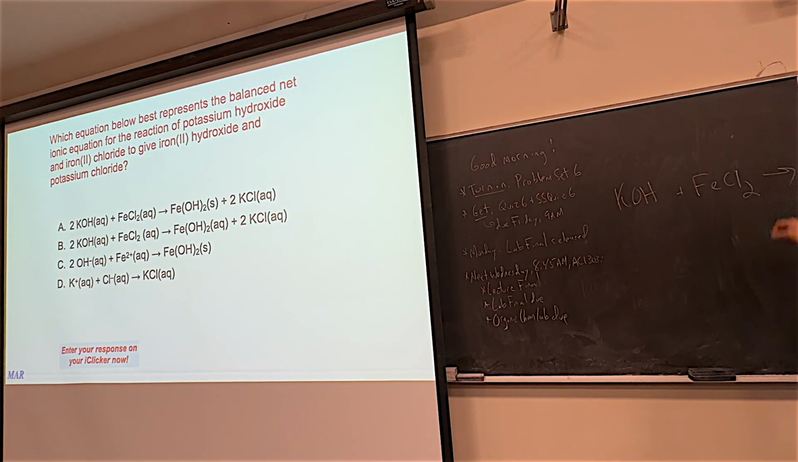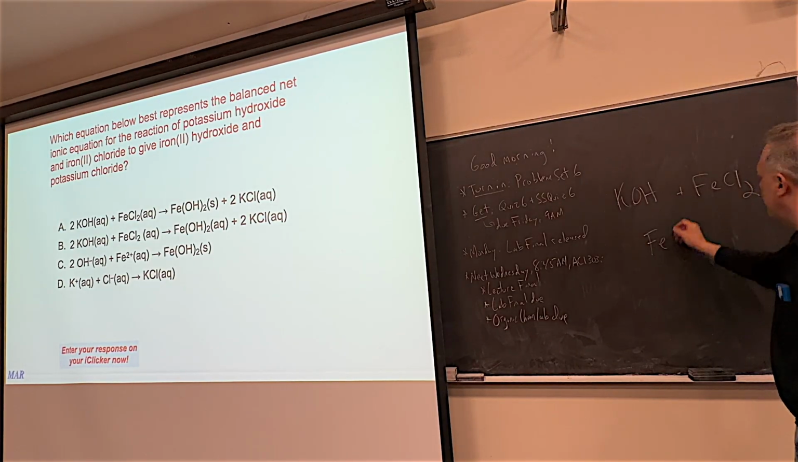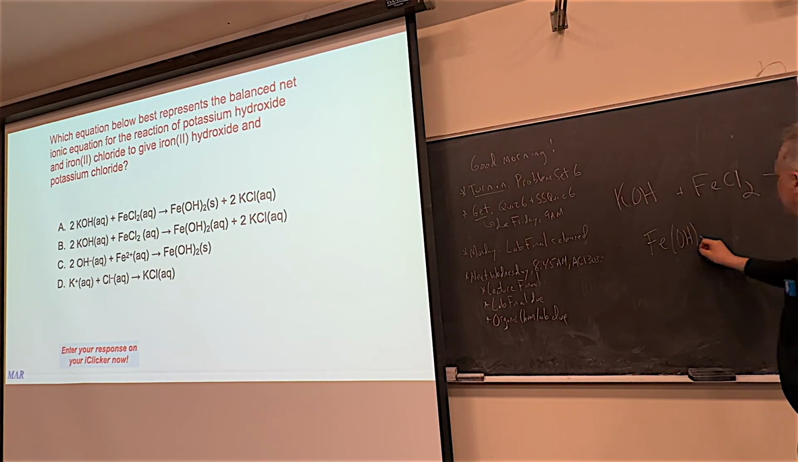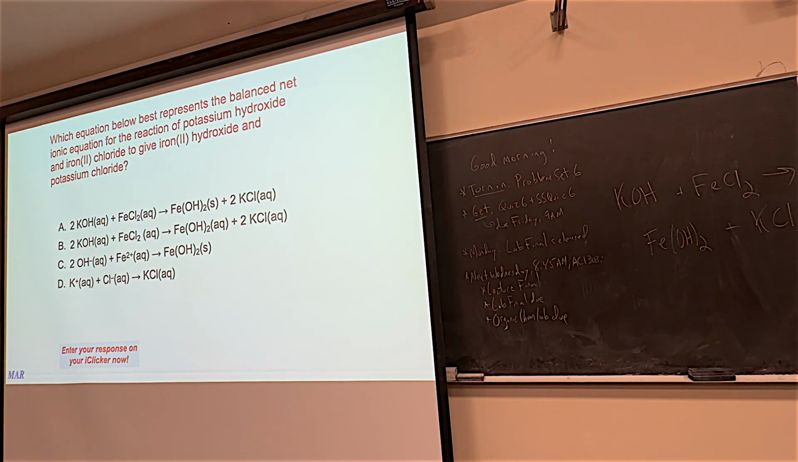FeCl2. This is a double displacement reaction. The metals will trade places with each other, but it tells you up here too what's going to happen. The iron 2 goes with the hydroxide. Iron is plus 2 here. It'll be plus 2 down there, but hydroxide is still minus 1. So Fe(OH)2. And the other species, potassium chloride, K plus and Cl minus, KCl. Questions on that?